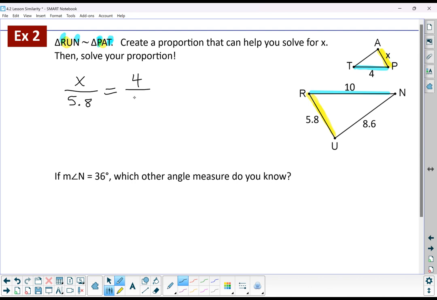So we started with the x on top and put it over the 5.8. We're going to do the same for this set of corresponding sides. We're going to start with the 4 and put it over the 10. Okay, so now we have this equation, and we just need to do one thing to solve for x. We just need to multiply both sides of our equation by 5.8, and that gives us our answer. 4 divided by 10 times 5.8, which is 2.32.